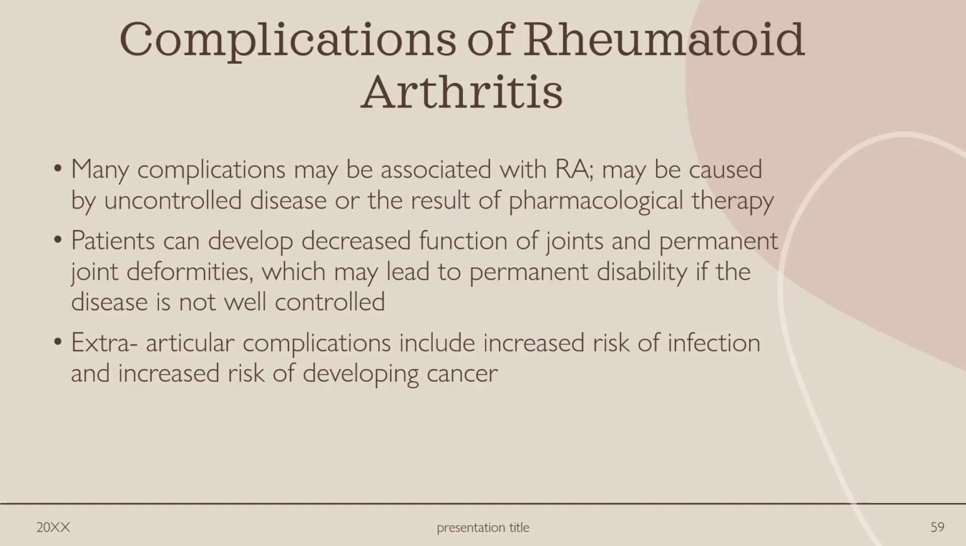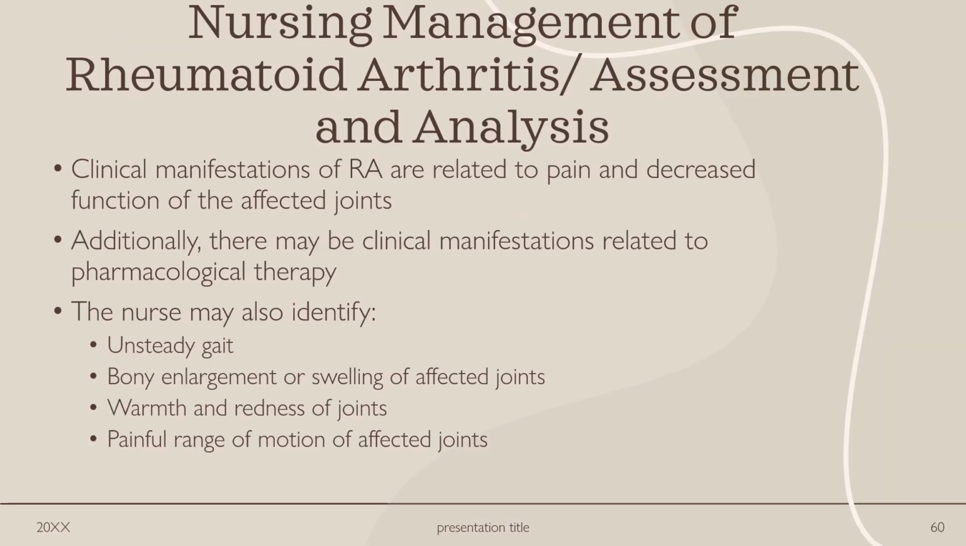Some complications from rheumatoid arthritis. Many complications may be associated with RA. They may be caused by uncontrolled disease or the result of pharmacological therapy. Patients can develop decreased function of joints and permanent joint deformities, which may lead to permanent disability if the disease is not well controlled. Extra-articular complications will include increased risk of infection and increased risk of developing cancer.